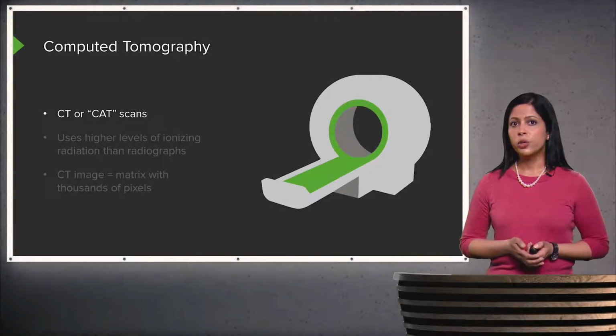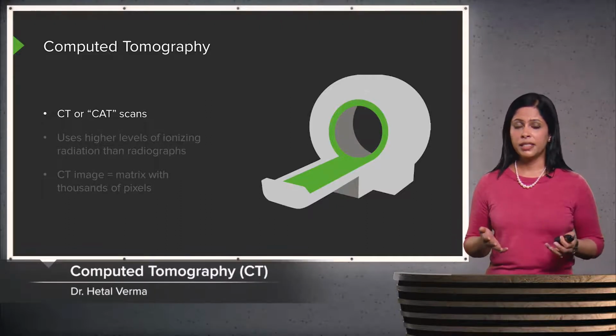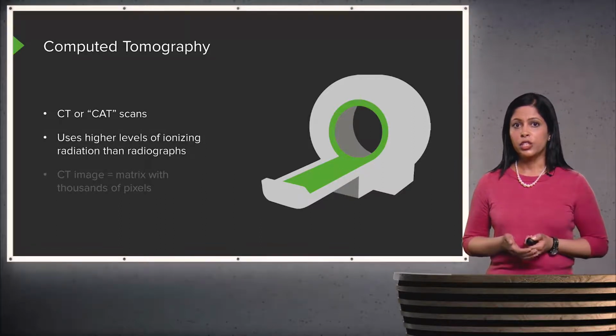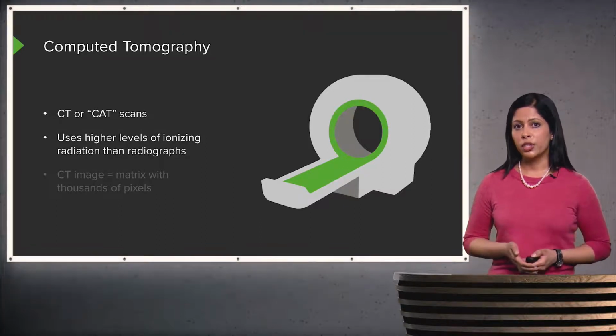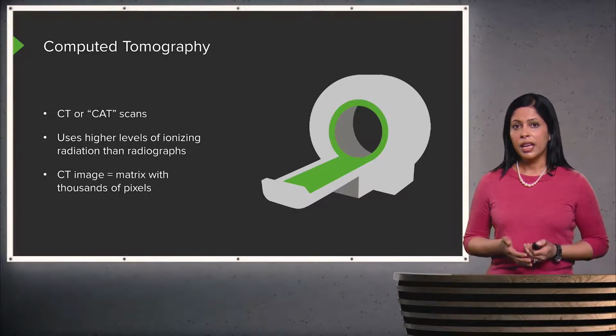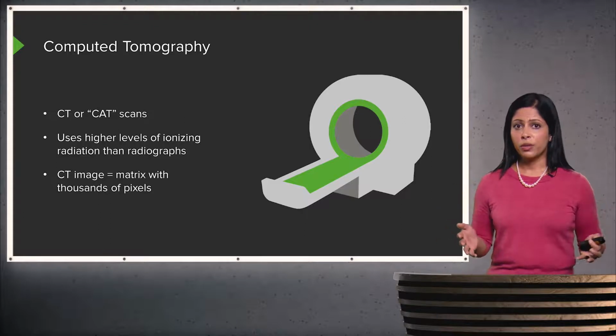So how about computed tomography, or CT? This is again known as a CT scan or a CAT scan. The official term is computed tomography. This actually uses higher levels of ionizing radiation than a radiograph does. And a CT image is created, and it's actually a matrix made up of thousands of different pixels.